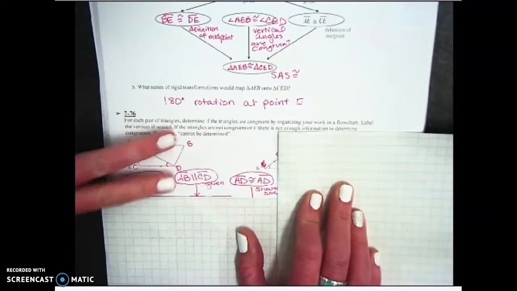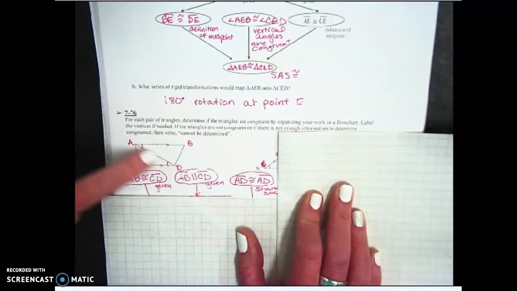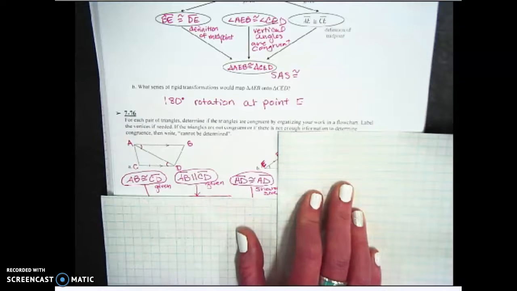All right, so if these two lines are parallel, and then we have this third line going through them, that's called a transversal. How many of you learned about a transversal in 8th grade? A couple people? Okay, so a transversal and two parallel lines creates special angle relationships.